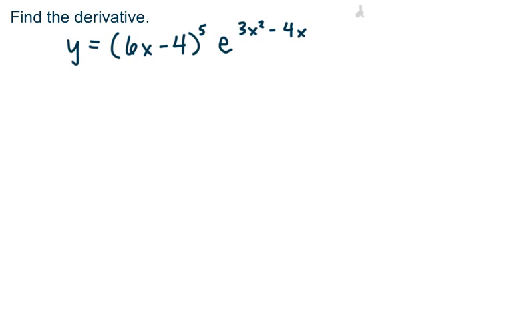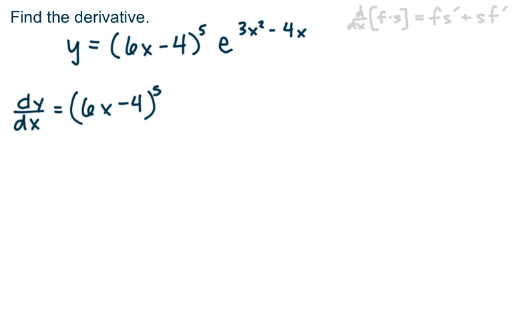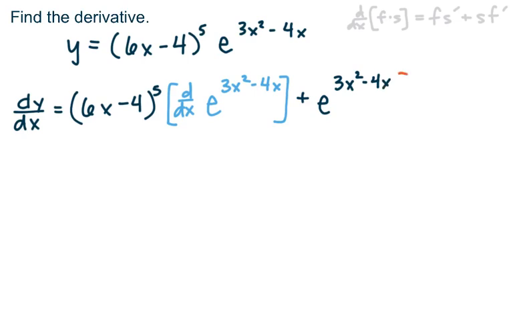Remember, if we're taking the derivative of some first times a second, my product rule would be first times second prime plus second times first prime. As we spread that out, we're going to see the chain rule in there. So I'm going to start this problem: the derivative of y with respect to x. My first is 6x minus 4 to the fifth power, times the derivative of the second, so d/dx of e to the 3x squared minus 4x, plus e to the 3x squared minus 4x times the derivative with respect to x of 6x minus 4 to the fifth.